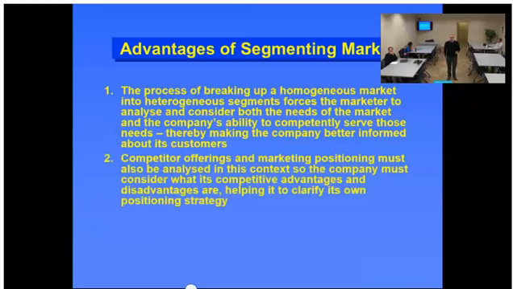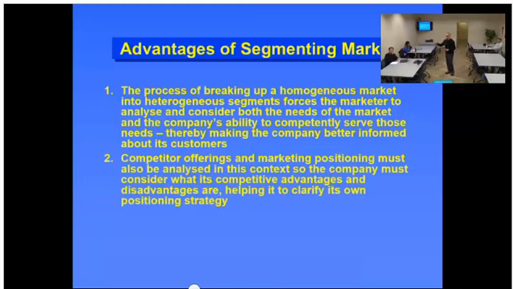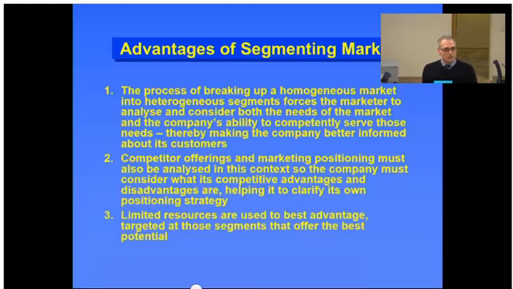All right? We also need to look at competitor offerings and marketing positions. What are the competitive advantages and disadvantages? Helping to clarify its own positioning strategy. So when we say positioning, again, we're talking about the 4 Ps: our product, our price, our place, and how we promote. That's our positioning strategy, and that's going to be based on where we're marketing and who we're marketing to. All right? Limited resources are used to best advantage, so we may target those markets or segments that offer us the best potential instead of wasting all resources on them.